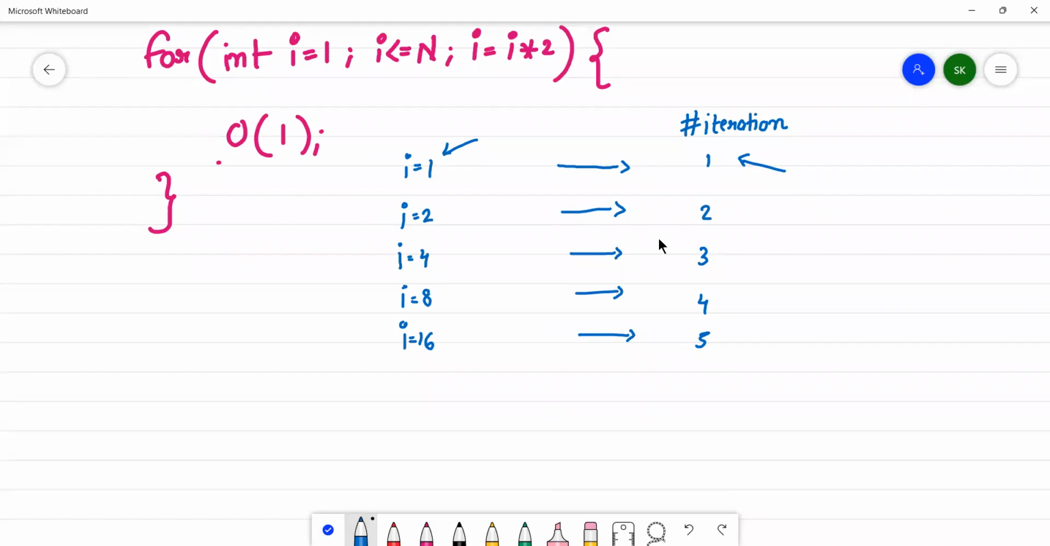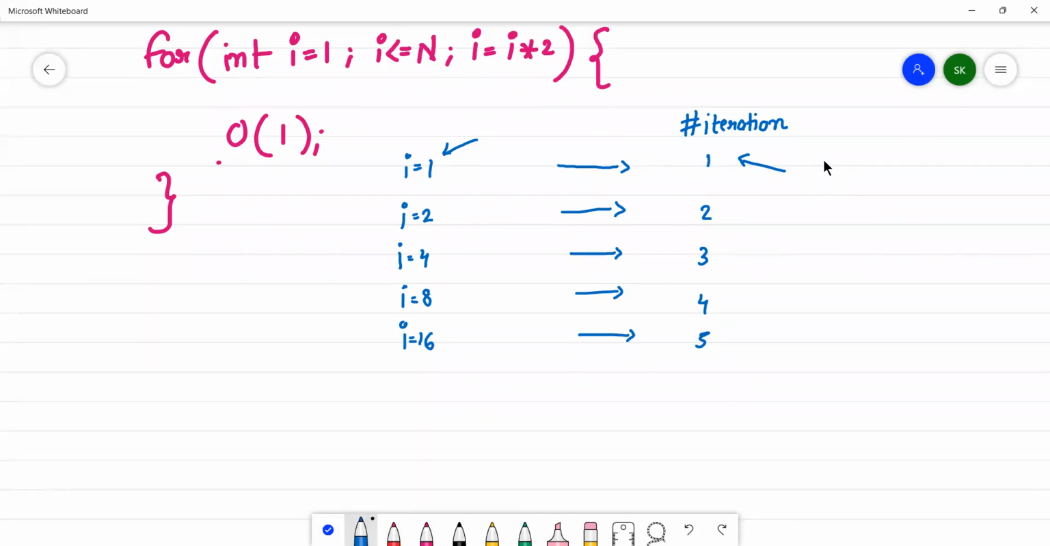Okay, let me tell you that. In your first iteration, the i value was equal to 1. In your second iteration, your i value is 2. In your third iteration, your i value is 4. Fourth iteration, i value is 8. And fifth iteration, your i value is 16.